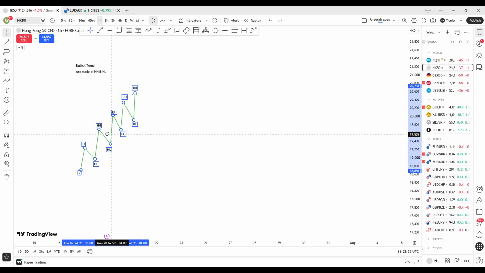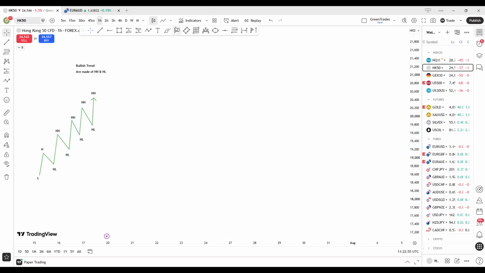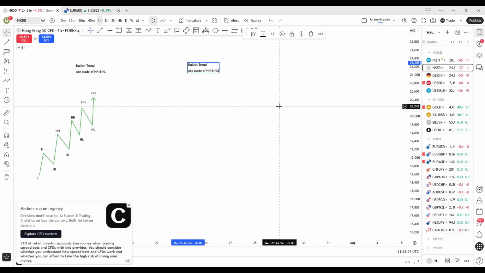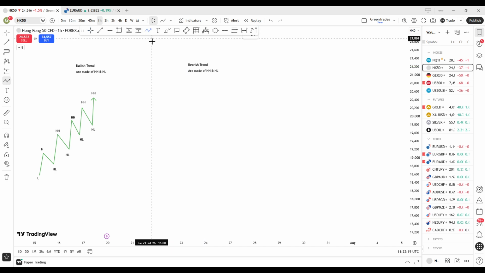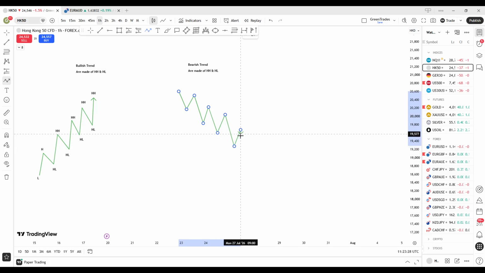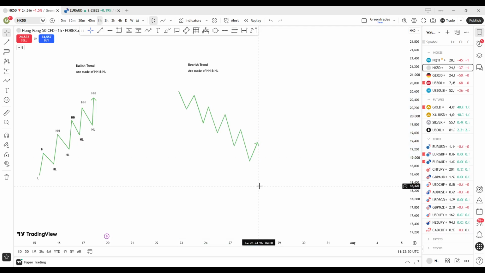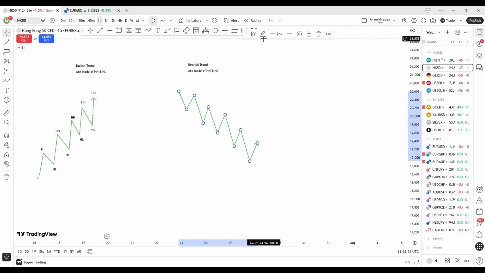Let's move on to bearish trends. So for a market to be bearish, it means that it's going down, like we spoke about last week. So we're going to start from here and go there. We're going to make this one red so that we have something clear to talk about.